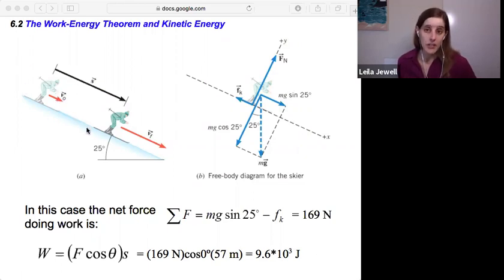If you want to find the final speed, then you would have to be told the initial speed, but you know the mass of the skier, so you could then use our work kinetic energy theorem that the work is equal to the final kinetic energy minus the initial, and you would be able to get there.